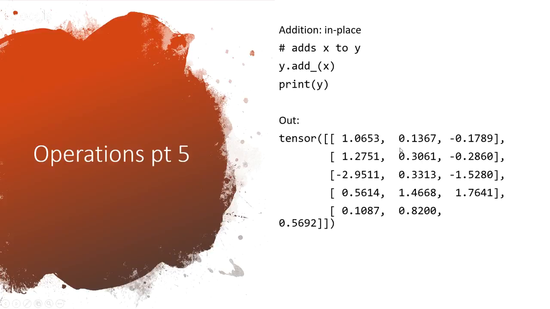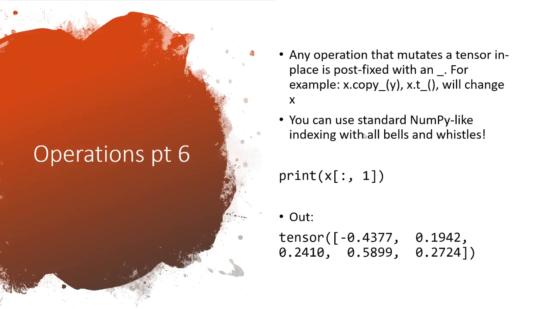We can also add x to y in place. So say we had y.add_ with the in-place underscore, and then supply x, and we print y, it shows the addition is in place. Now that's something I'll quickly talk about. Any operation that mutates a tensor in place is postfixed with that underscore. For example, x.copy_(y) or x.t_() will change x.